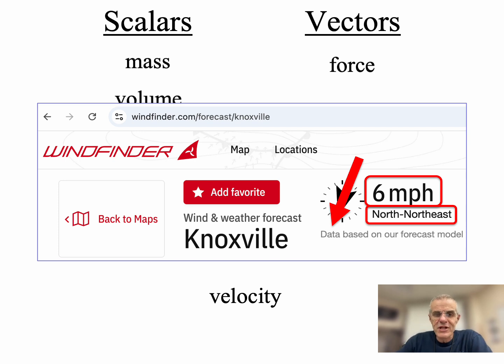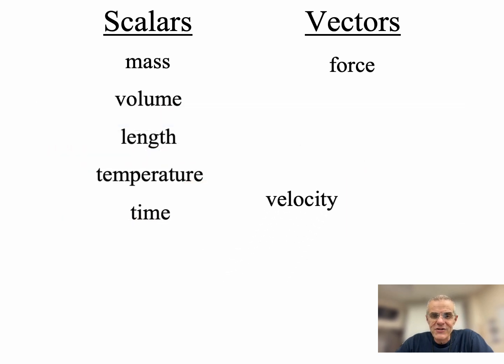Perhaps the answer depends on your familiarity with meteorology. We'll talk about that in just a second. But anyway, this would be a vector because it definitely has a direction. So let's put velocity in the vector column.